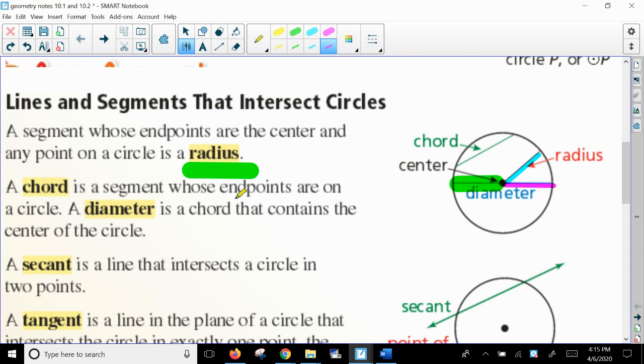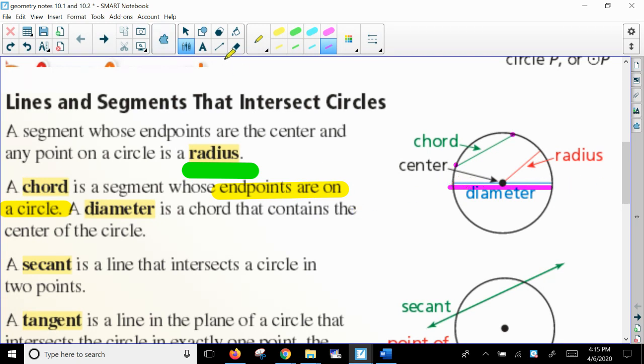A chord. A chord is a segment whose endpoints are on the circle. So if both ends of the segment touch the circle, that would be a chord. So let me erase this. So from here all the way to here, see how both ends touch the circle? That is a chord. Also, from here to here, see this green segment here where both ends touch the circle? That is a chord. Okay? Diameter is also a chord, but the chord has to go through the center of the circle. It basically cuts the circle in half. Okay? So diameter, that purple segment there.